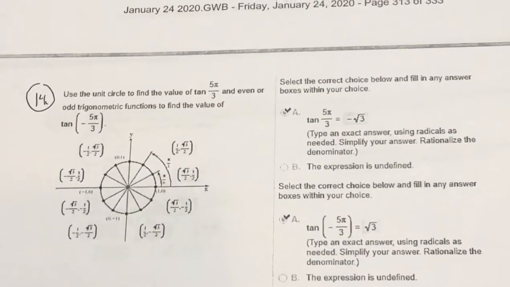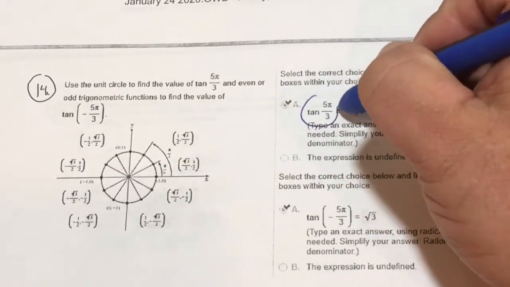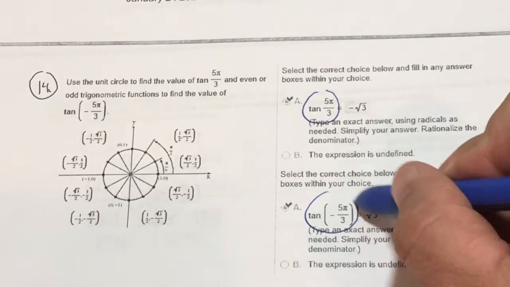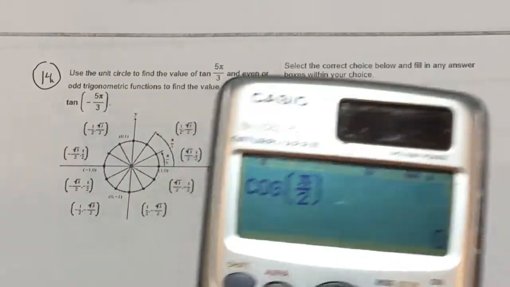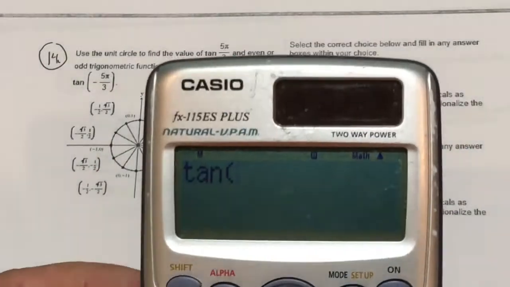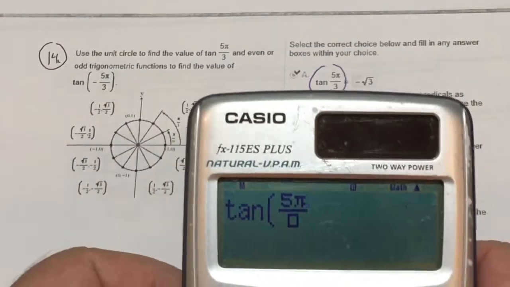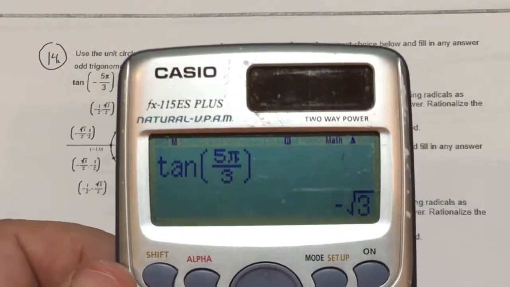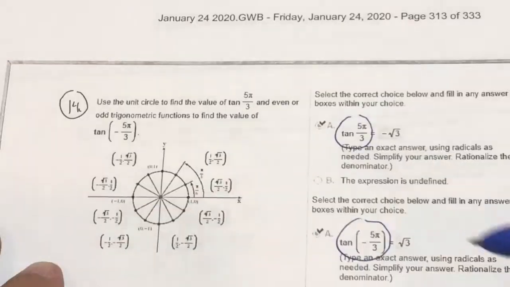14 is another calculator key in. It wants me to find both tangent of 5 pi over 3 and tangent of negative 5 pi over 3. So once again, I'm already in radian mode. I'm going to keep it there. I'm just going to type in tangent of 5 pi over 3. So I hit the tangent button, I'm going to hit my fraction button, 5 pi, down arrow, 3. And that would give me negative root 3 as my answer.